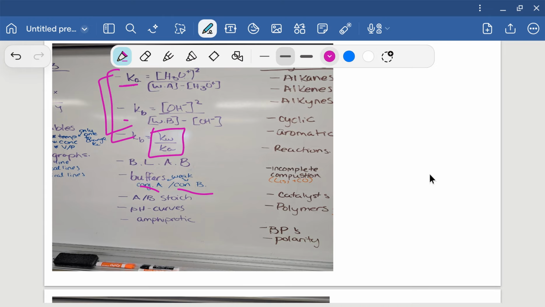Again, they have to be weak. They have to be conjugates of each other, so the difference of just one hydrogen. Moving on, before we finished off this unit, we looked at acid-base stoichiometry.